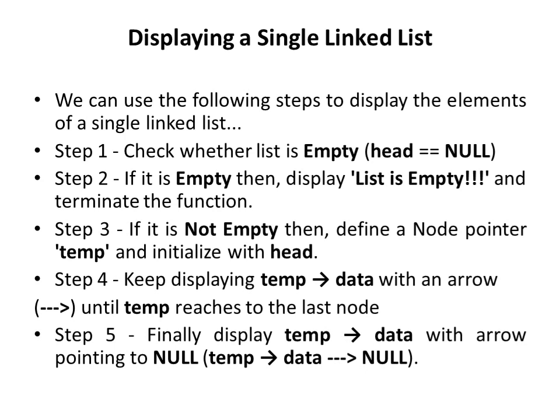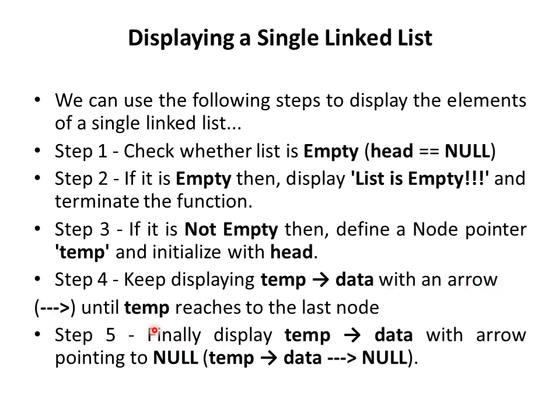For displaying, we can use this algorithm. Check whether the list is empty. If head equals null, what happens? It will print that the list is empty and terminate the function. If it is not empty, then a pointer variable temp is taken and initialized with the head. Then keep displaying temp to data, with an arrow mark.